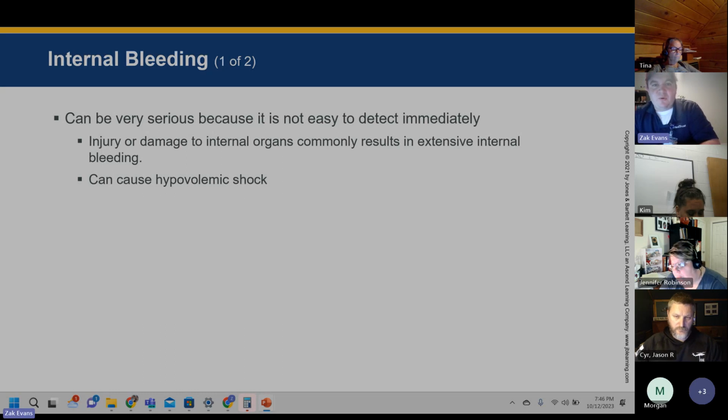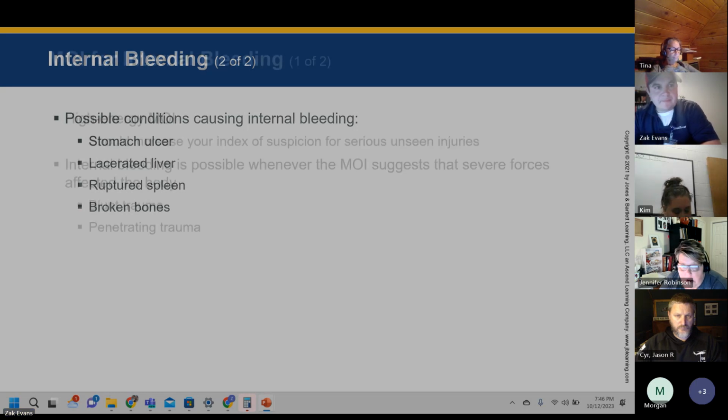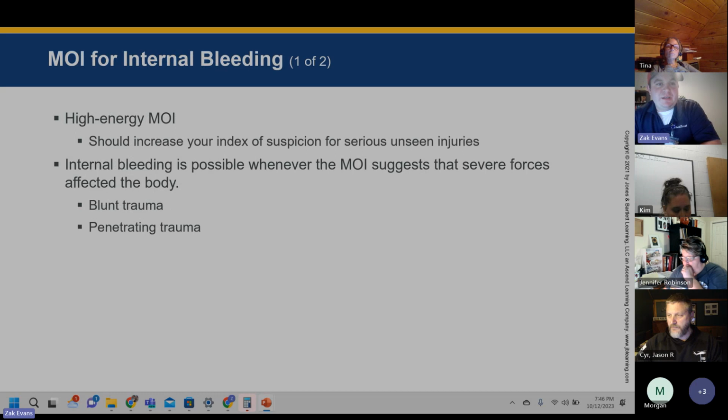Injury or damage to internal organs, commonly resulting in extensive internal blood loss, can cause hypovolemic shock. Possible conditions are stomach ulcers, lacerated livers, ruptured spleen, or broken bones. High energy MOIs should increase your index of suspicion for serious injuries. Internal bleeding is possible wherever the MOIs suggest severe forces applied to the body. So heavy blunt traumas or penetrating traumas.